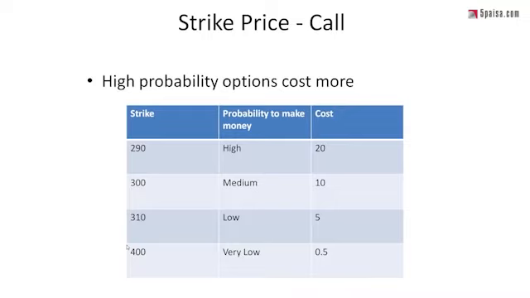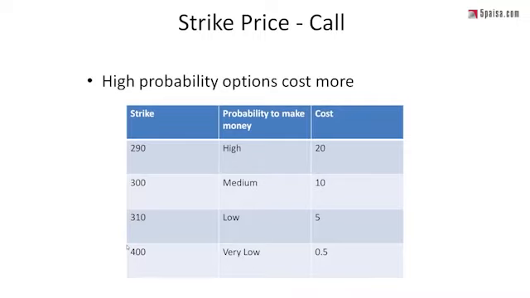It's very simple. Think of which one is more probable to make money, and whatever has the high probability of making money will cost more money. So I'm putting 4 strikes here: 290, 300, 310, 400, right? Which has the highest probability of making money? Of course 290, because it's the lowest. SBI is right now at 300. 290 is already making money. 300 is slightly away. 310 is even more away. 400 is very far away.